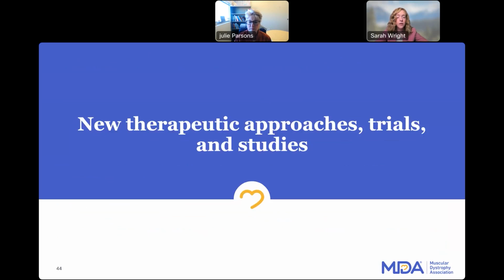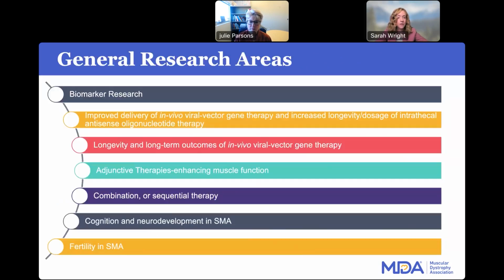And so this is really important as we talk about the new approaches, trials, and studies, and how we can look at these different areas. Some of the general research areas that we're looking into are biomarker research, which we'll talk about, improved delivery of our disease-modifying treatments, and the longevity and long-term outcomes of in vivo viral vector gene therapy, which, as Dr. Parsons highlighted, now the children who were initially treated are essentially 11 years out and seem to be doing well, which is reassuring for us to see. Also adjunctive therapies that may enhance muscle function in combination with disease-modifying treatments.